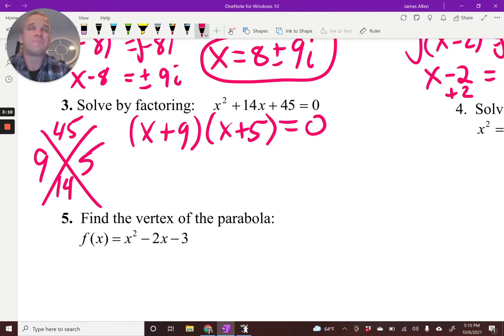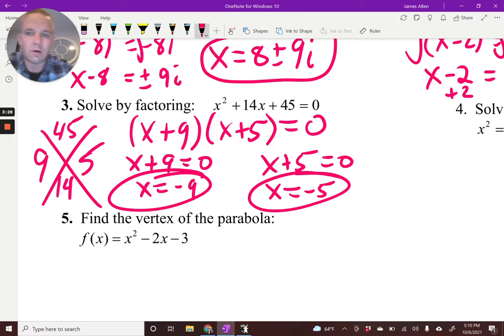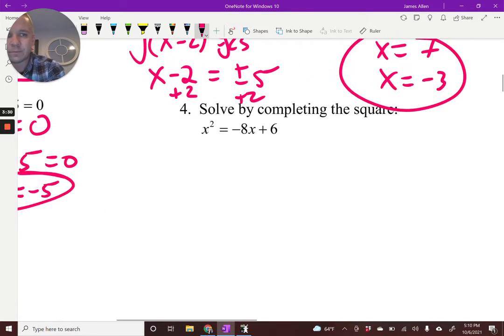Generally with quadratics, my go-to is factoring. All right? But we can't always do that all the time, as we've seen as we progress through the quadratics unit. So x plus 9 equals 0, so x is going to equal negative 9. X plus 5 equals 0, so x is going to equal negative 5. Factoring is your friend. Moving on.